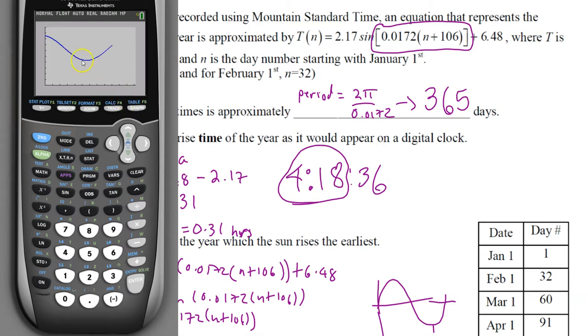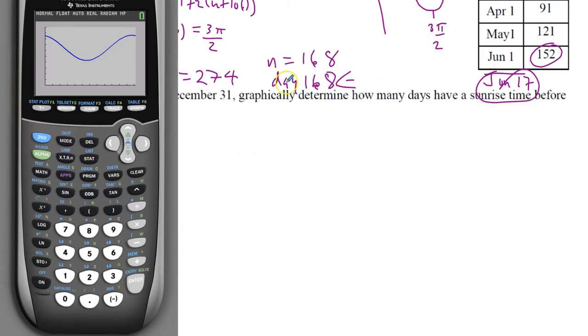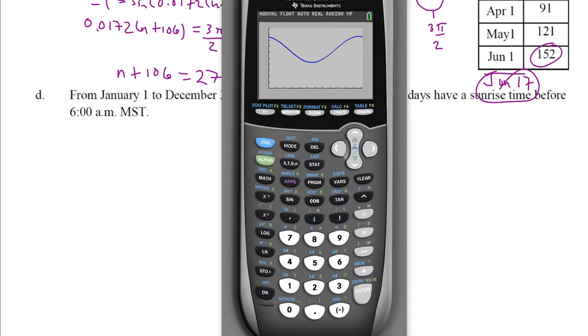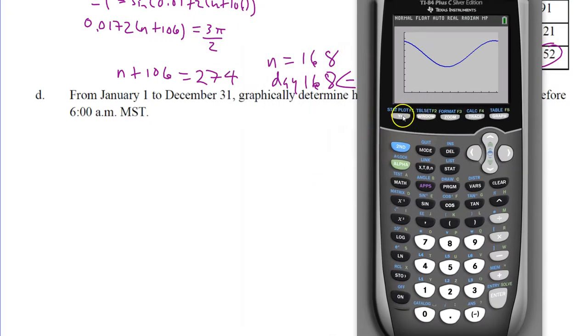So there's our minimum sunrise, right? It's about halfway through the year. So the graph looks reasonable. And now let's scroll down and say, graphically determine how many days have a sunrise time before 6 a.m. Which means we're going to want 6 a.m. on here. 6. And graph.